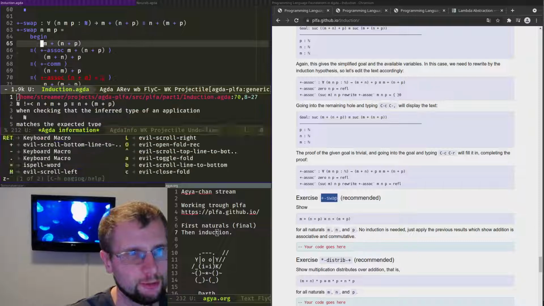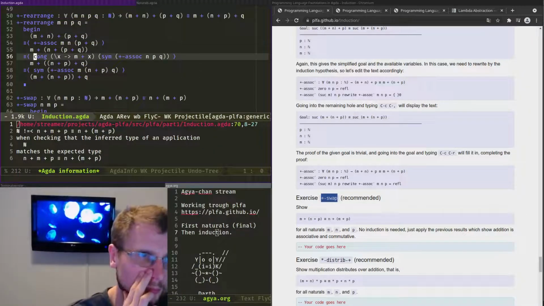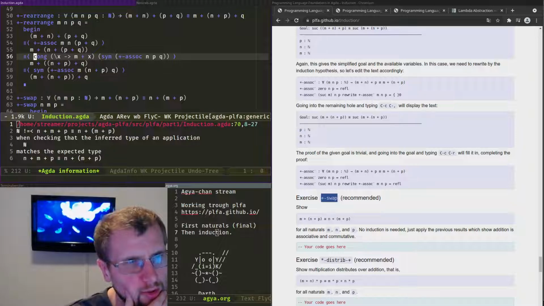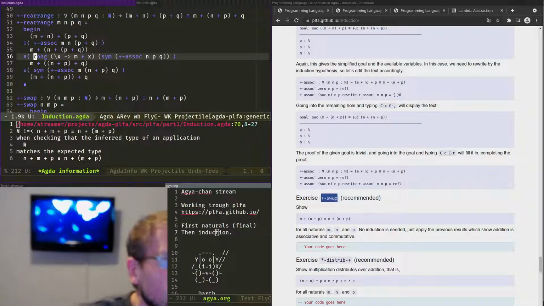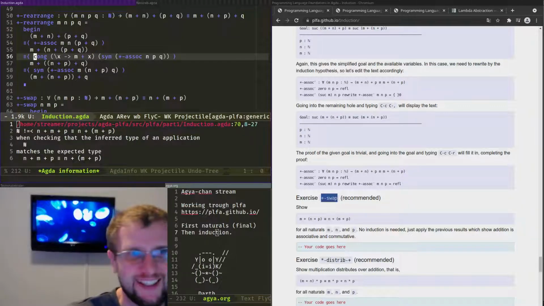Yeah. So we need to do the thing you're saying. We need to use cong. Assoc m n, plus q, p plus q. Assoc m n q. Coq. He doesn't want to apply the Coq all day.